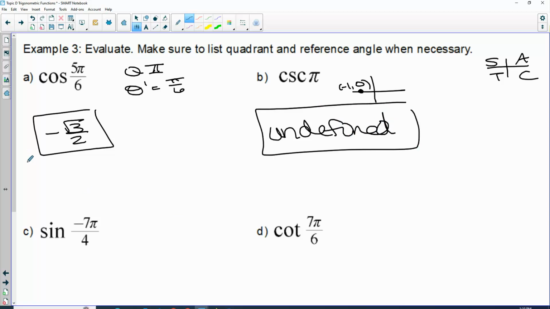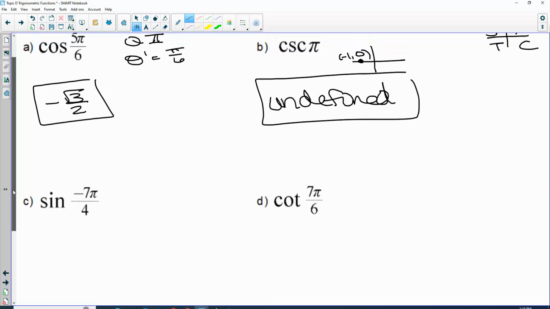If we know it's going to be undefined, do we need to write the quadrant and reference angle? No. It'll be undefined on a line, so there really isn't a quadrant. It's really just a suggestion. Is it though?